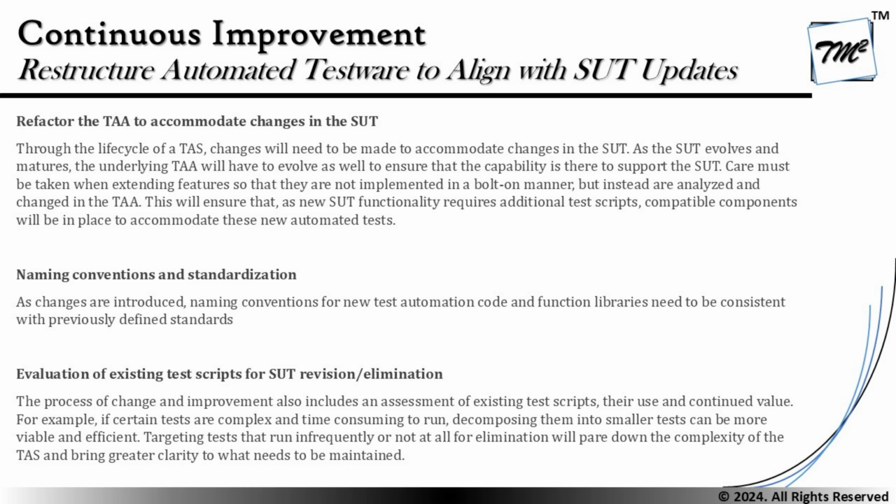Through the lifecycle of a task, changes will need to be made to accommodate changes in the SUT. As the SUT evolves and matures, the underlying architecture will have to evolve as well to ensure that the capability is there to support the SUT. Care must be taken when extending the features so that they are not implemented in a bolt-on manner, but instead are analyzed and changed in the TAE. This will ensure that as new SUT functionality requires additional test scripts, compatible components will be in place to accommodate these new automated tests.